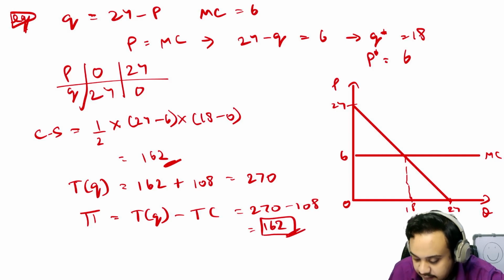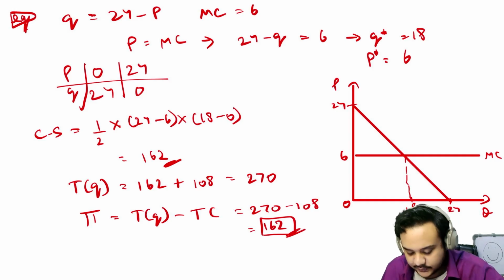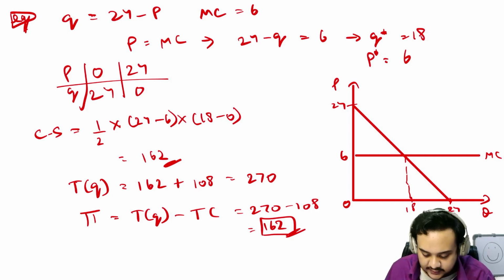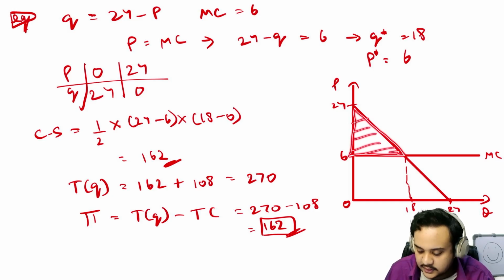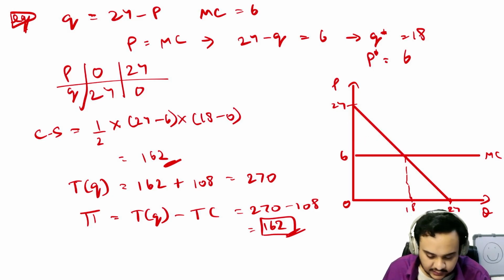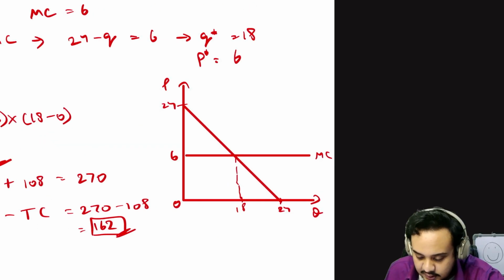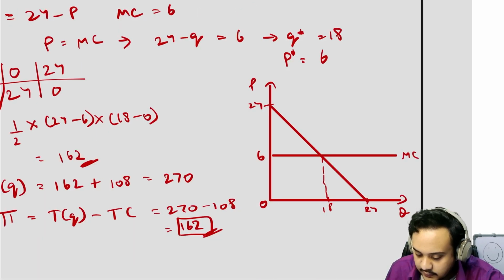Why? Because the price and the marginal cost were equal in this case, which is why the profit is the same as the consumer surplus, which we have already seen by the graph, that the consumer surplus is the profit. Okay, so this was your example. This is something that is very easy, right? Now we can move on.